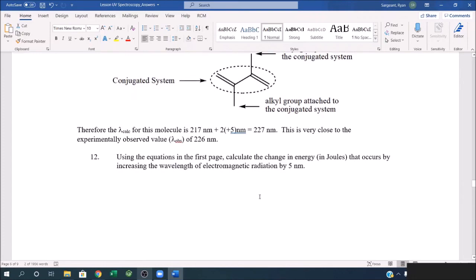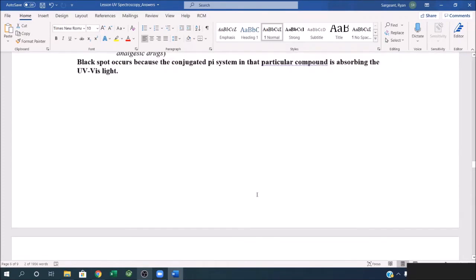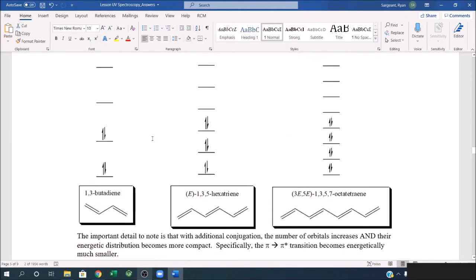How much energy difference is that? Well, going back to these 3 diagrams right here, what we saw was that for a smaller conjugated system, there was a larger energy gap between the HOMO and the LUMO. A larger energy gap corresponds to a shorter wavelength. So when you add 5 nanometers, that's increasing the wavelength, and because they're inversely proportional, decreasing the energy.